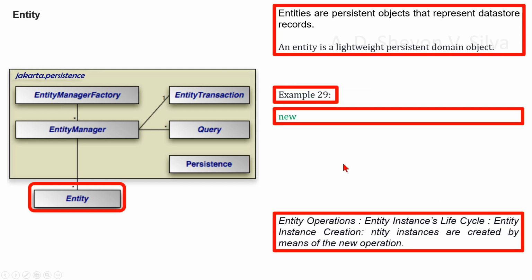Now we are considering entity instance creation in entity instances lifecycle in entity operations. Entity instances are created by means of the new operation. The entity instance, when it's first created by new, is not yet persistent. The instance becomes persistent by means of the entity manager API.